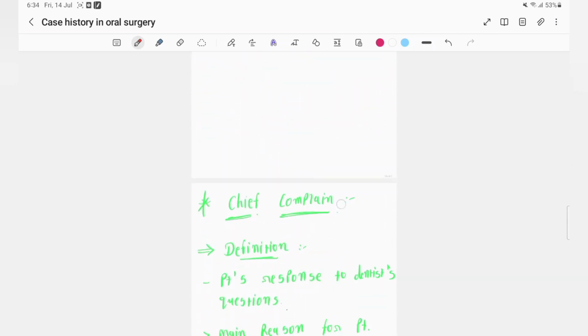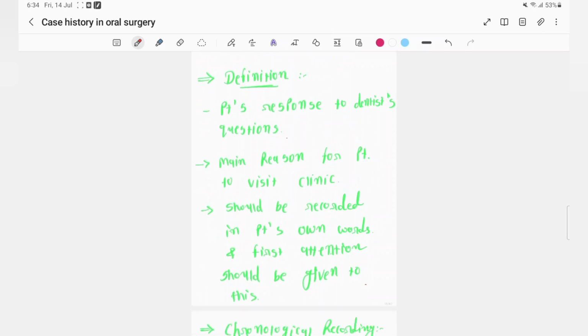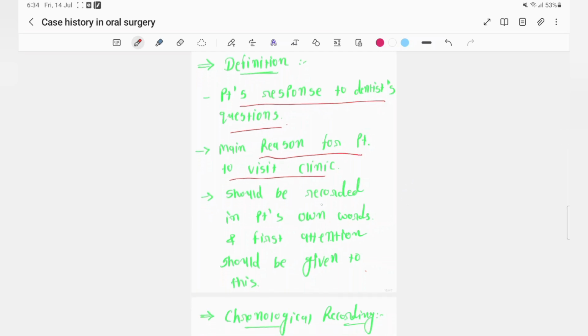Then, the concept of chief complaint. It refers to the patient's response to the dentist's question, and it is the main reason for the patient to visit your clinic, right? So, it should be recorded in the patient's own words, and first attention should be given to this. Why are we recording this in the patient's own words? For medico-legal aspects, and different doctors may have different views, right? So if you have recorded the chief complaint in the patient's own words, doctors can make a correct diagnosis.